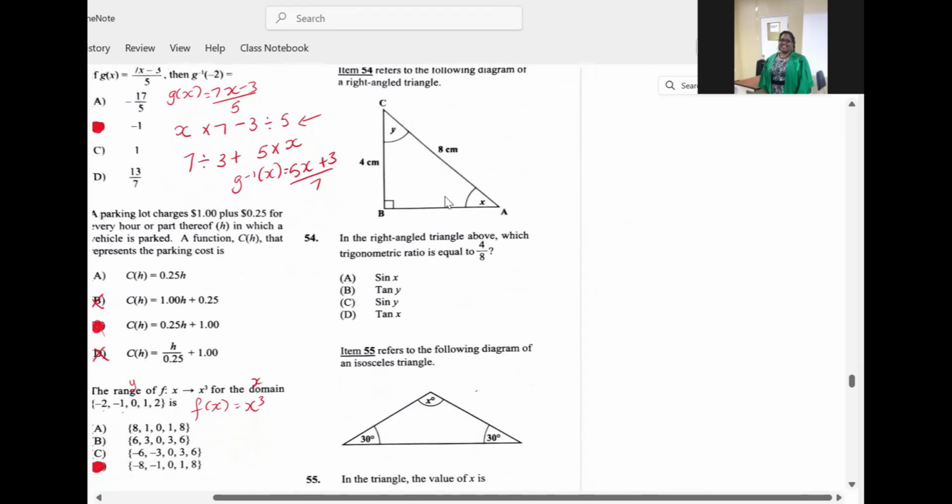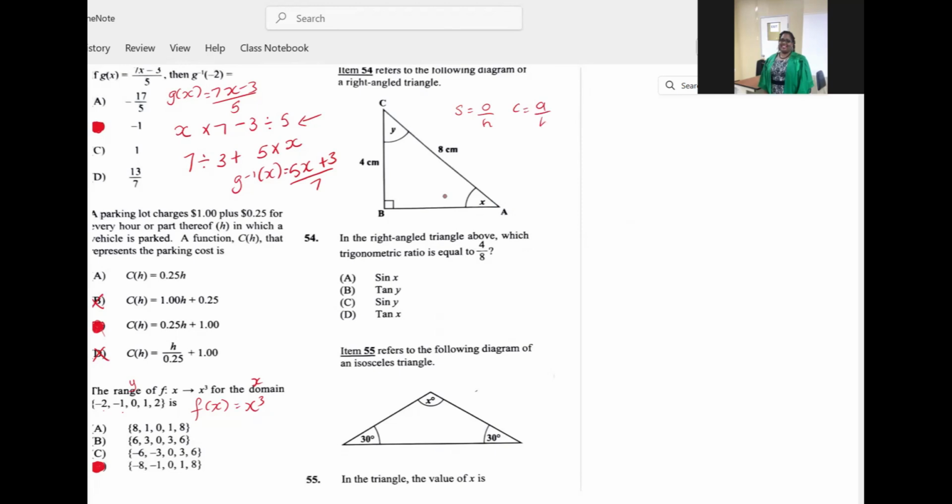54, in the right angle triangle above, which trigonometric ratio is equal to 4/8? The trig ratios are in your formula sheet as well. Sine is equal to opposite over hypotenuse. Cos is equal to adjacent over hypotenuse. Tan is equal to opposite over adjacent. So we're referring to something that is 4/8.